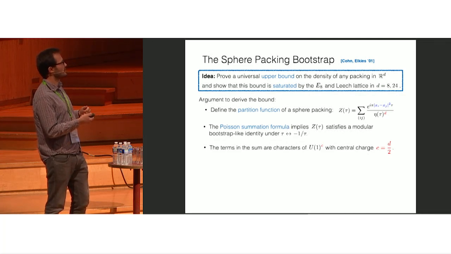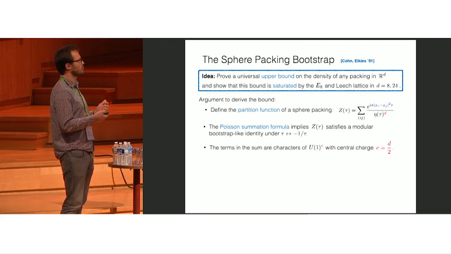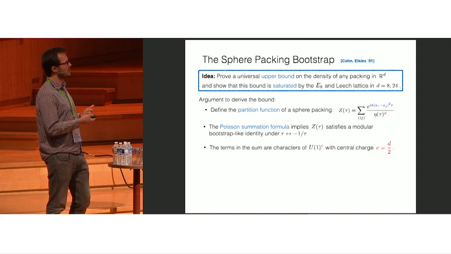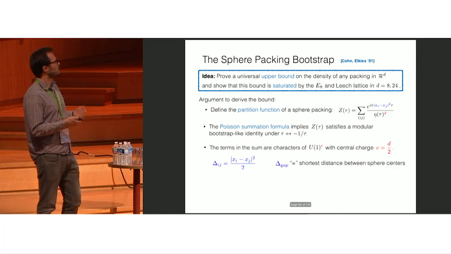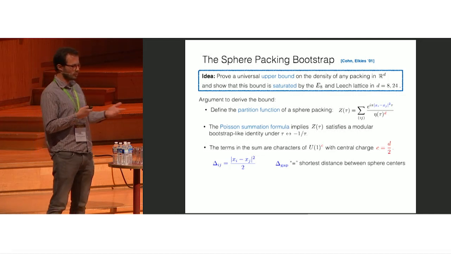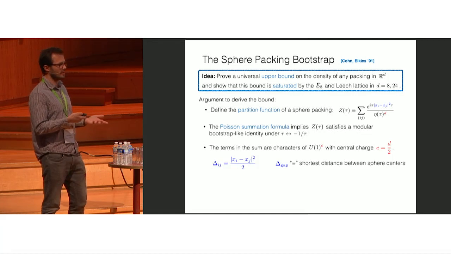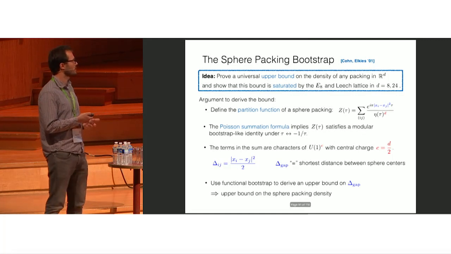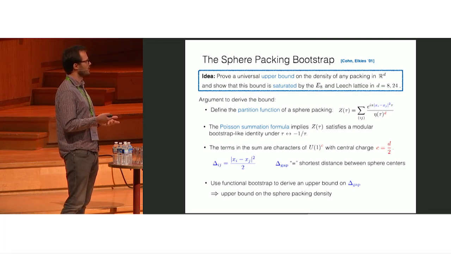Specifically, you can notice that this is basically the character not for Virasoro, but for the algebra U(1)^c, where the central charge c is related to the dimensionality where the packing lives by d over 2. So 8 and 24 would become 4 and 12. And the role of the scaling dimension over here is played by the distance squared between two sphere centers. So delta gap is basically the shortest distance between sphere centers of two non-identical spheres in the packing. So this means that we can use functional bootstrap to derive an upper bound on delta gap.